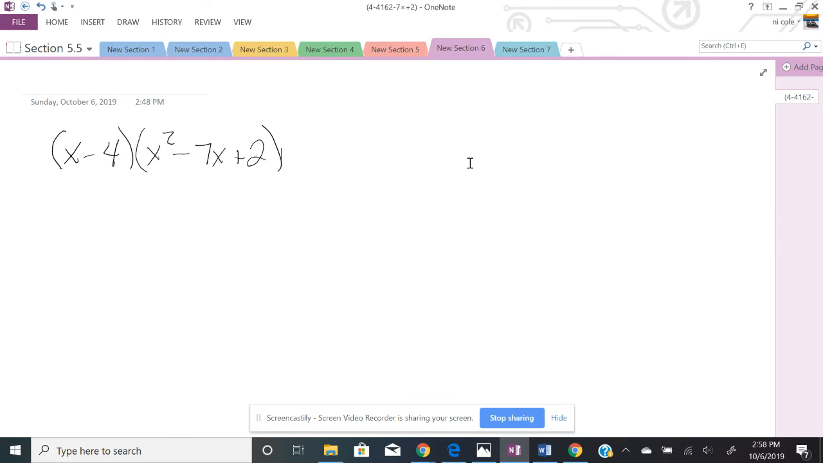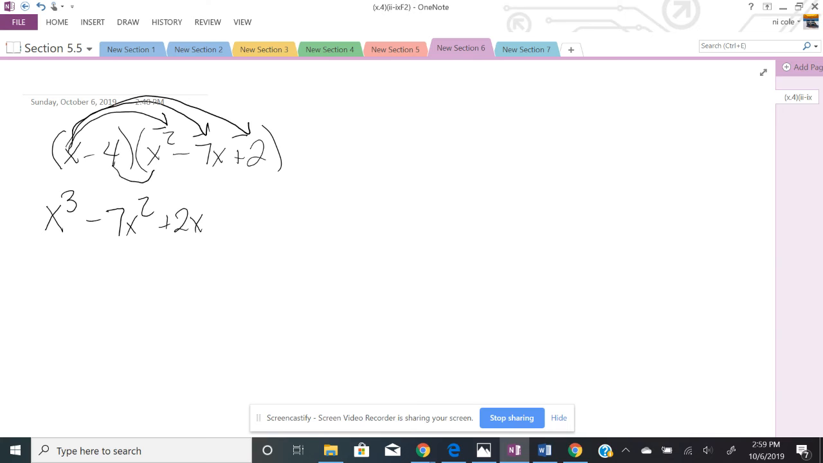Sometimes you're going to get something like this. And so basically, just like before with our foiling, with our 2 by 2s, we were foiling, we might get a 2 by a 3. And that just means we're going to do x times x squared, which gives me x cubed. Then I'm going to do x times 7x, which gives me minus 7x squared. And then I'll have the x times the 2. So that gives me plus 2x. Okay, so that x got multiplied by everything in there.